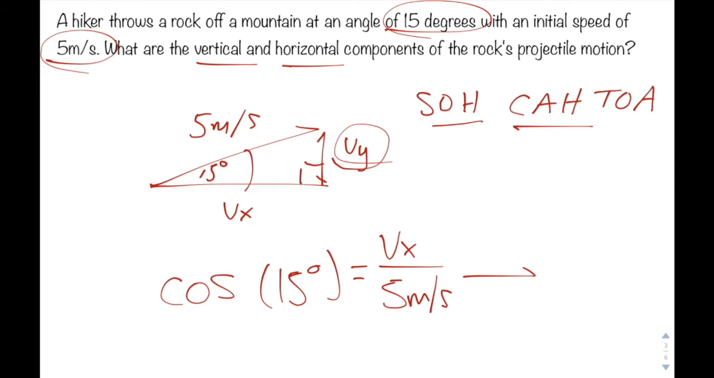Okay? So that's just an initial problem. Another way that they could ask that question is they could give you the vertical and horizontal components and instead ask you to solve for the initial speed as well as the angle, and you would just use these same equations again.